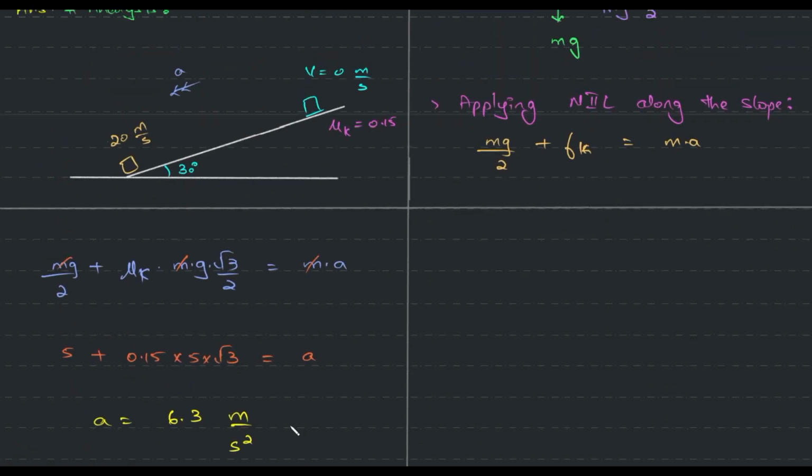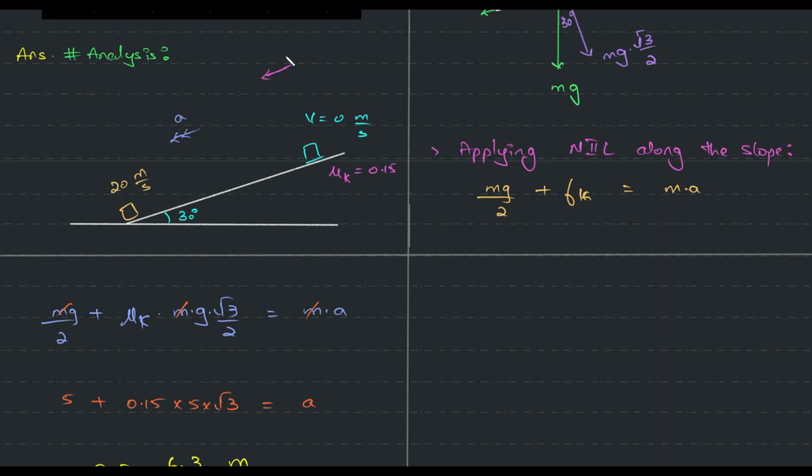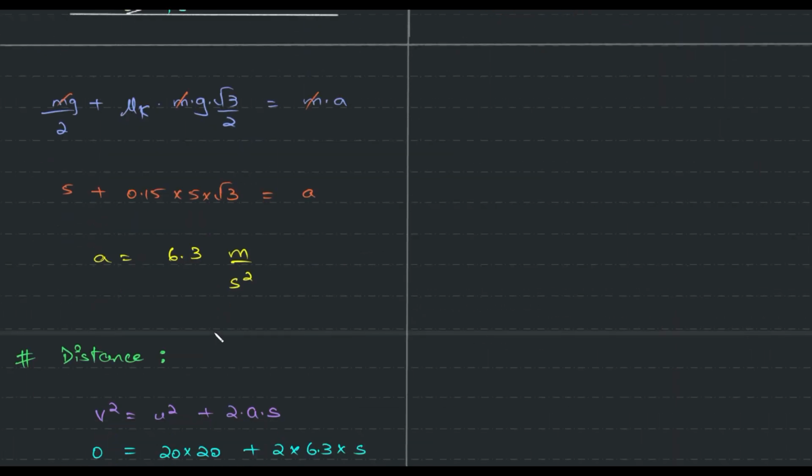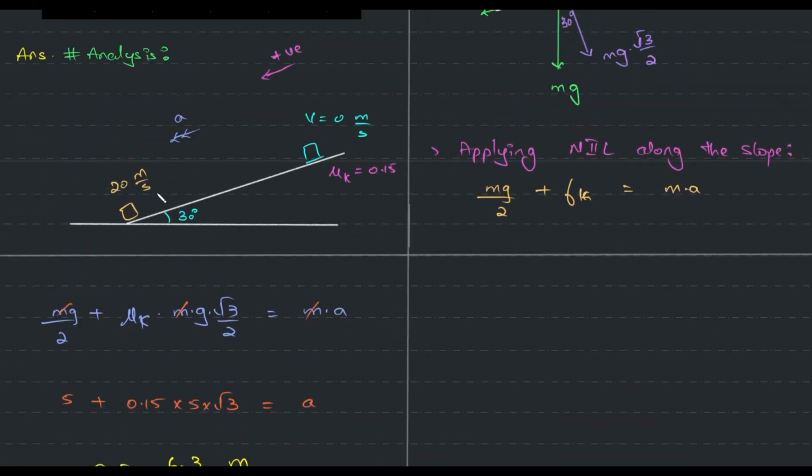I'm considering left as positive, sorry, down the slope as positive. So all this is positive value and this will get a negative value because we are going against the direction of the positive value. So we are going from here till here, and so that is the case.